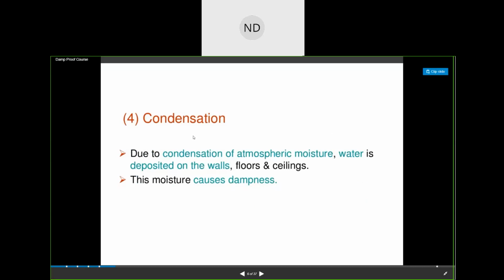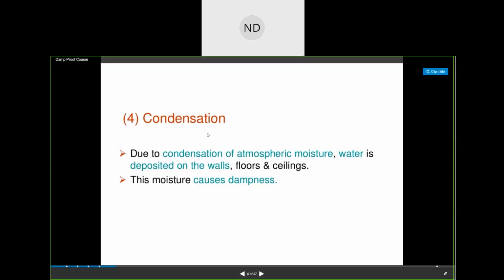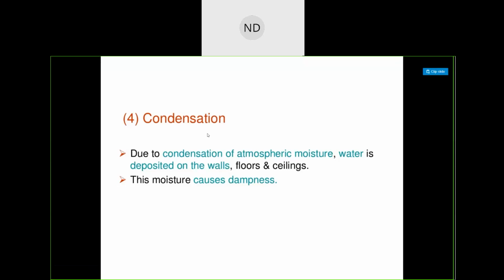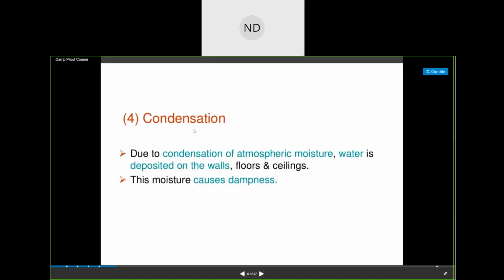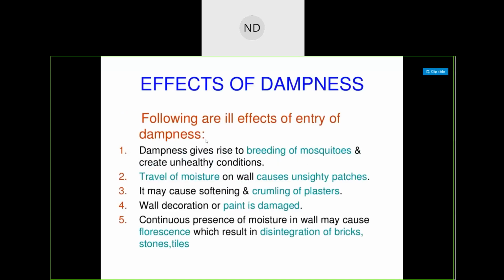Another one is condensation. Due to condensation of atmospheric moisture, water is deposited on the walls, floors, and ceilings. This moisture also causes dampness. Suppose there is water above your roof, at the terrace level. Condensation takes place, then evaporation, and again water comes and evaporates. These things may also cause dampness.